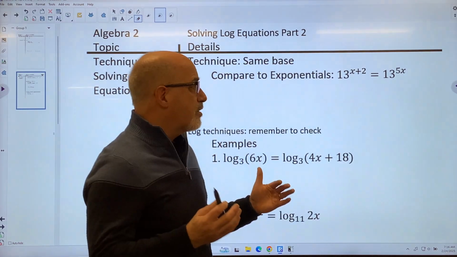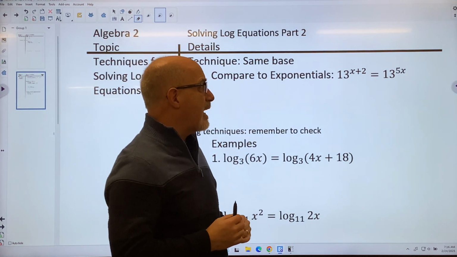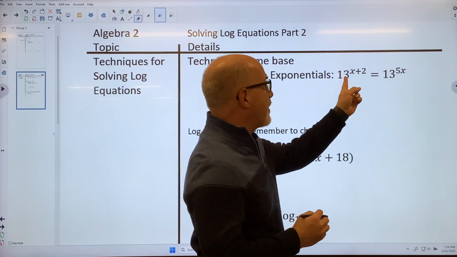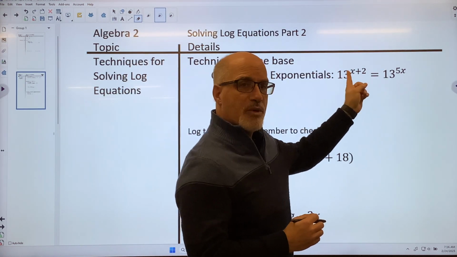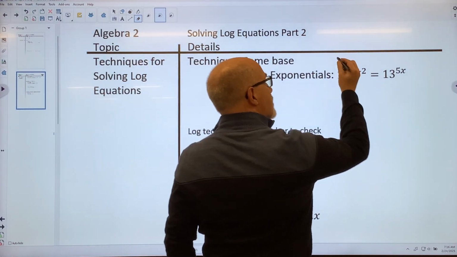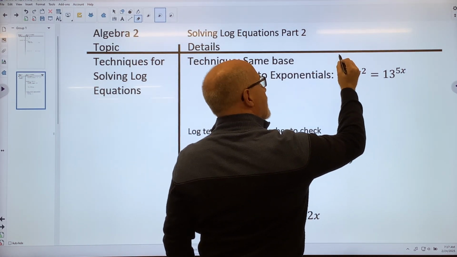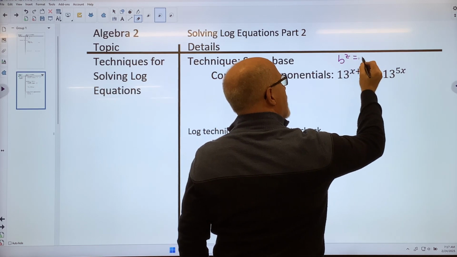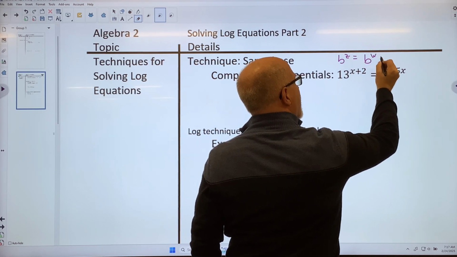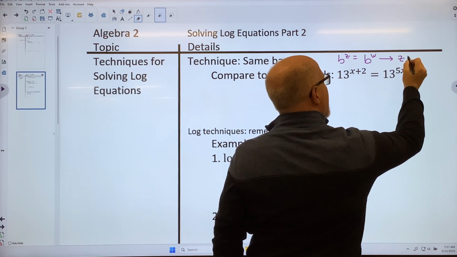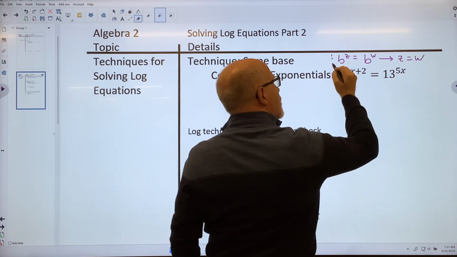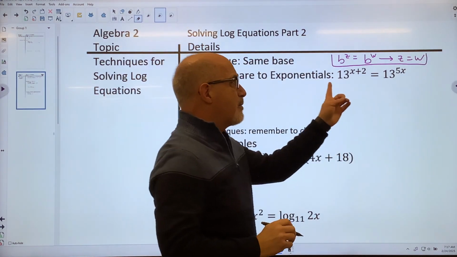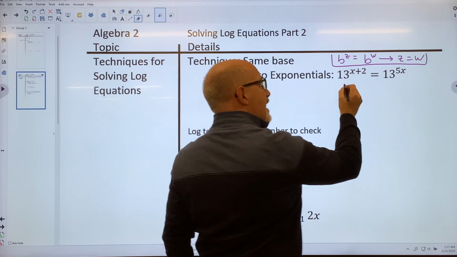Now, this looks back to a similar type of problem we had when it comes to exponentials. Remember, we had a rule that said that if you've got the same base on both sides, we had, for instance, used this rule where we said that if you have b to the z power equals b to the w power, that means that z equals w. That was a rule that we learned about exponentials. We're going to use it here.